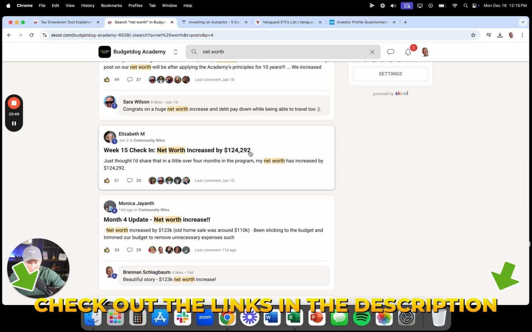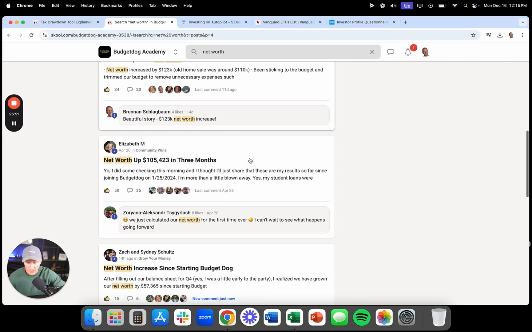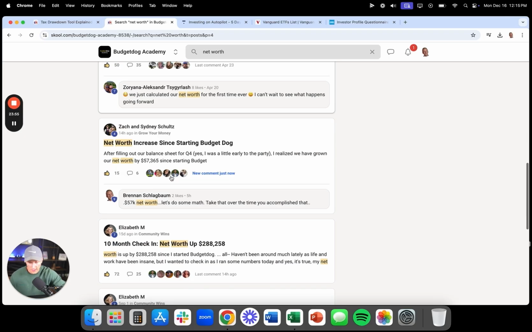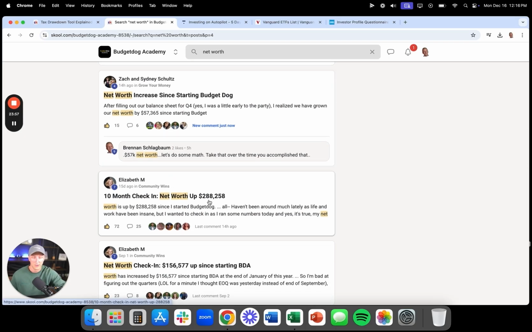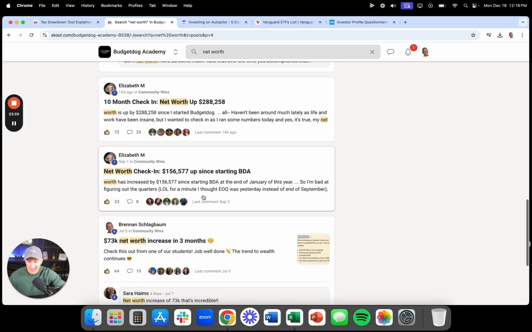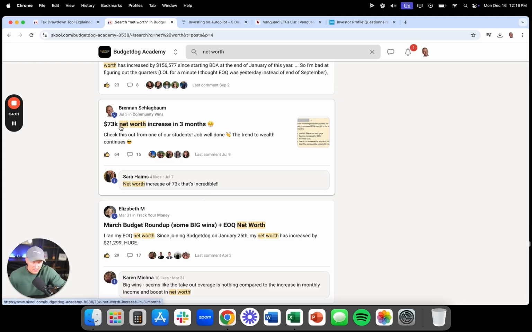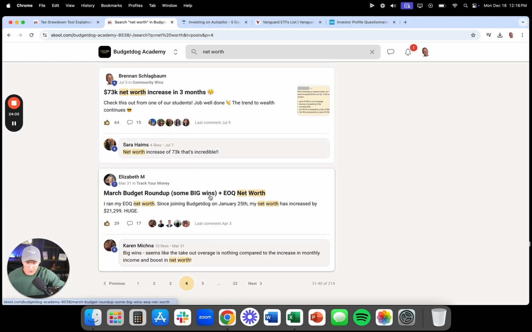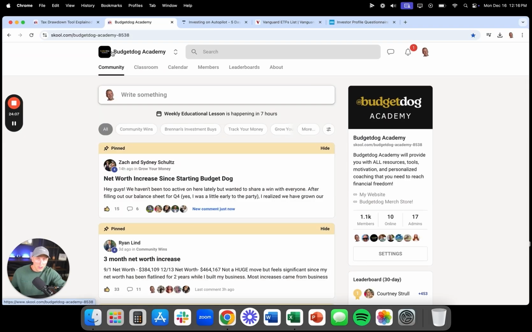Net worth increase of $125,000 in 15 weeks, $105,000. She's literally killing it. I think she's up $270,000 last time I checked. 288. There you go, in 10 months. It's substantial. $73,000 in 3 months. I'm not going to go through all 22 pages, but you get my point. You're going to get wins. They're going to be insane, but you're going to do it the fundamental way.